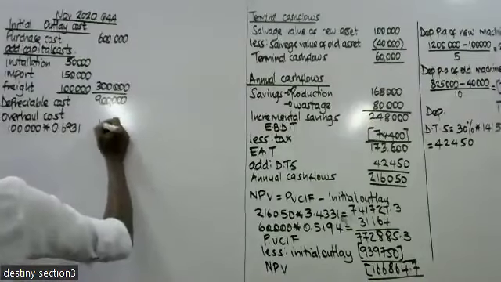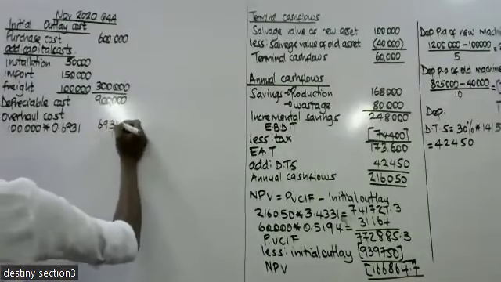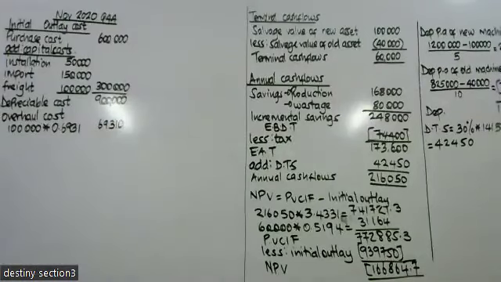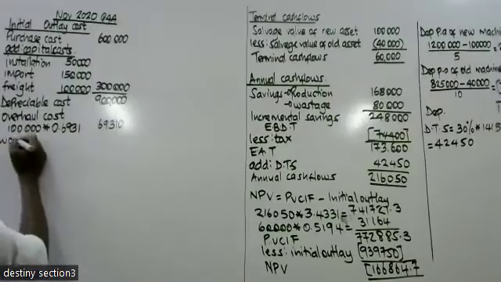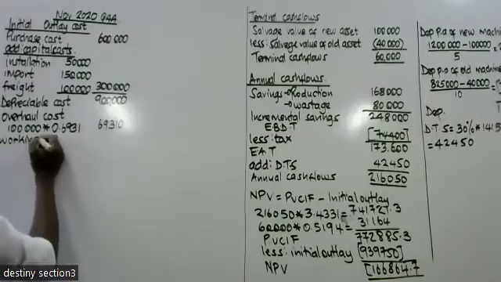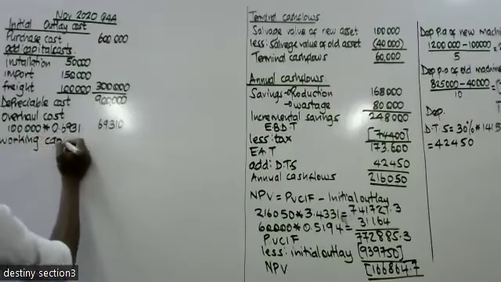$69. So that is your overhaul cost. Then we also add our working capital if it is there. Working capital.